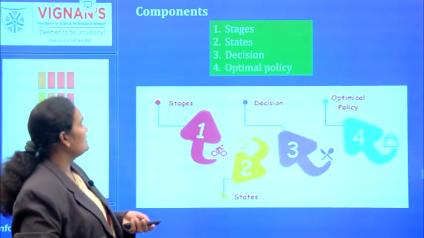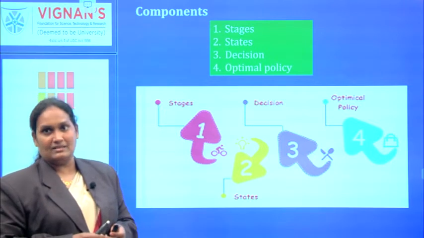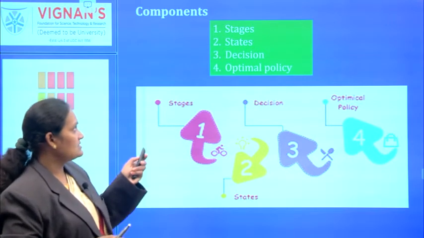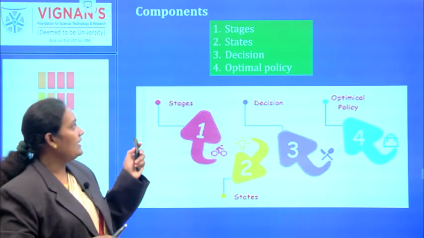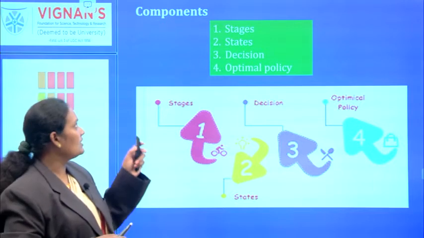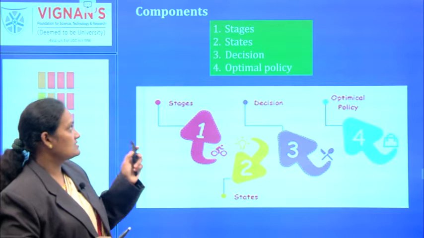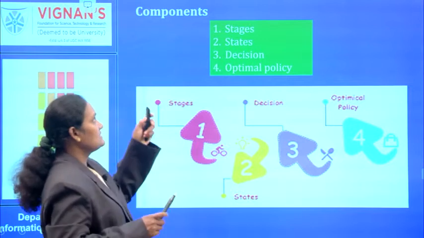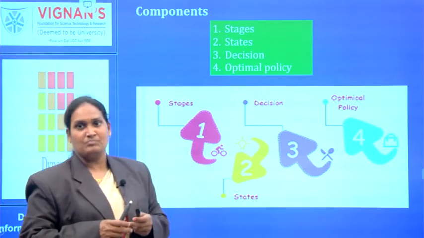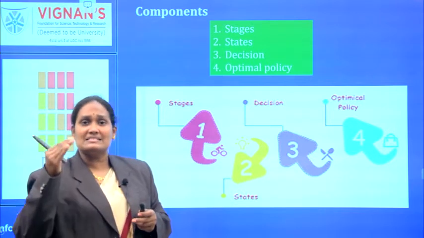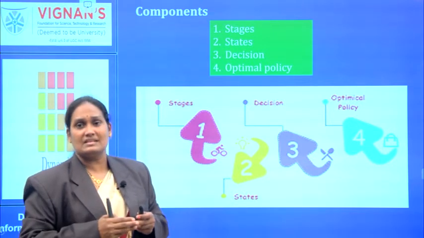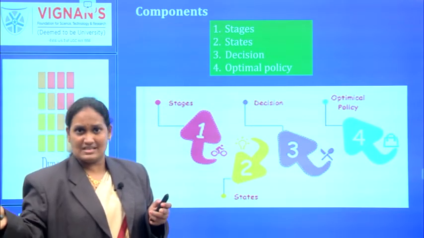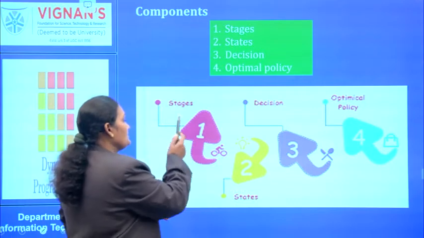Now, coming to the next one, what are the various components that are present in dynamic programming? Here we have 4 components: stages, states, decision, and optimal policy. Now, what about these? Stages means the various stages of the problem. The problem is in stage 1, or it is in stage 2, or it is in stage 3. What are the various stages of the problem?